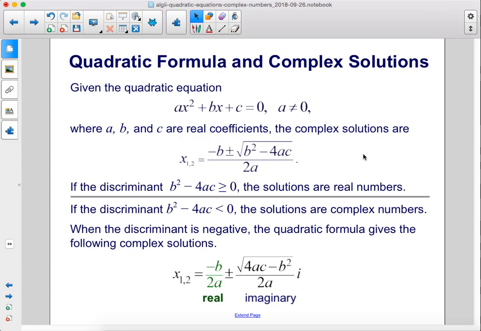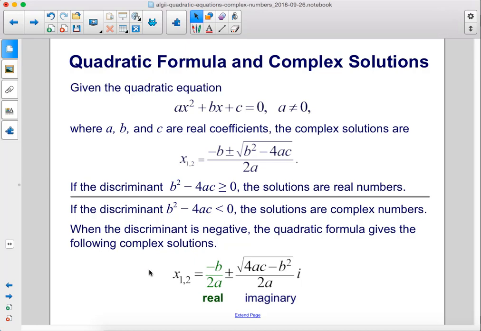Given the quadratic equation ax squared plus bx plus c equals 0, where a does not equal 0, and where a, b, and c are real coefficients, the solutions are negative b plus or minus the square root of b squared minus 4ac over 2a. If the discriminant here, b squared minus 4ac, is greater than or equal to 0, the solutions are real numbers. If the discriminant, b squared minus 4ac, is less than 0, the solutions are complex numbers.